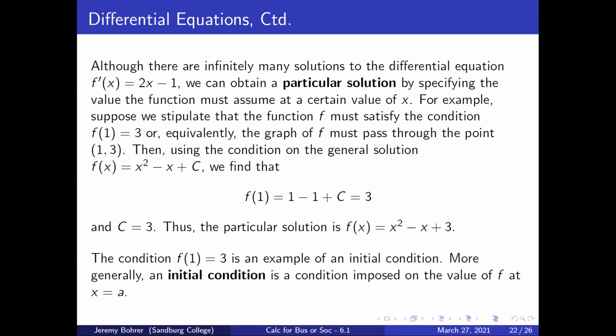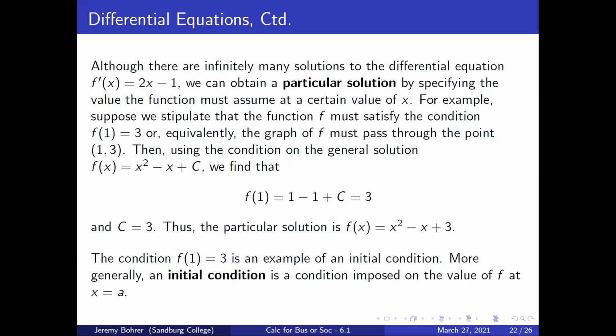Although there are infinitely many solutions to the differential equation f prime of x equals 2x minus 1, we can obtain a particular solution by specifying that the function must assume a certain value at a certain x. For example, suppose we stipulate that the function f must satisfy the condition f of 1 equals 3, or equivalently, the graph of f must pass through the point (1, 3).